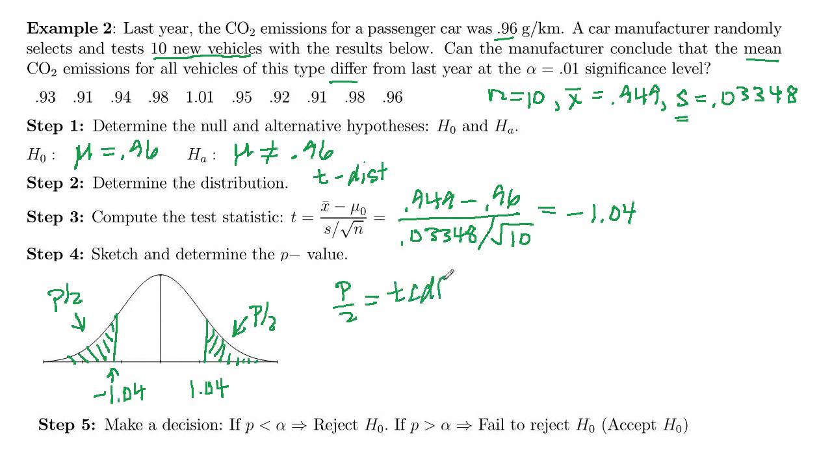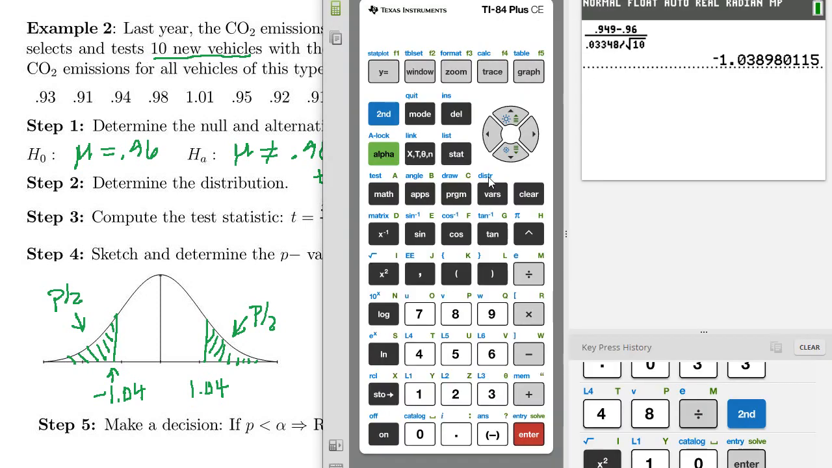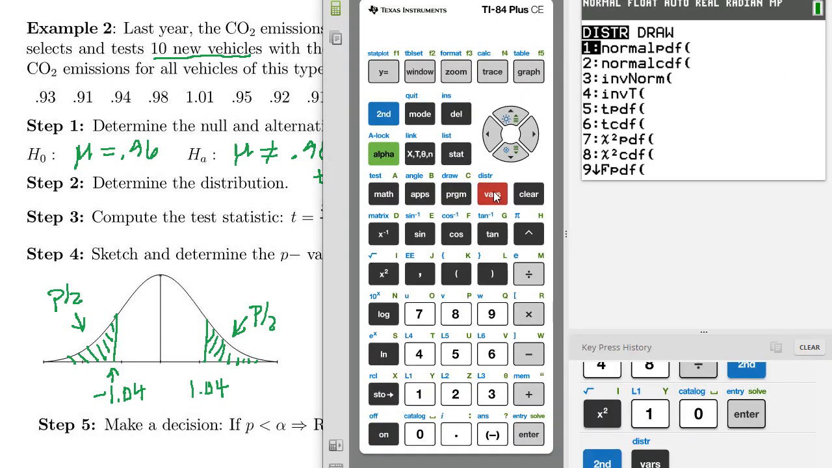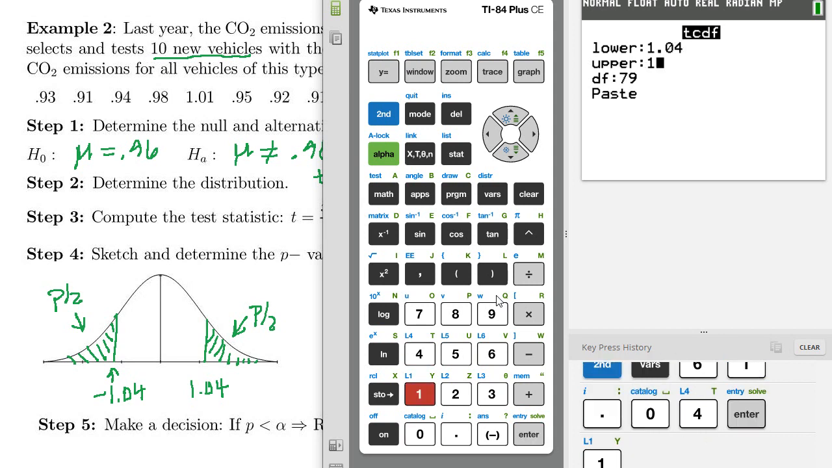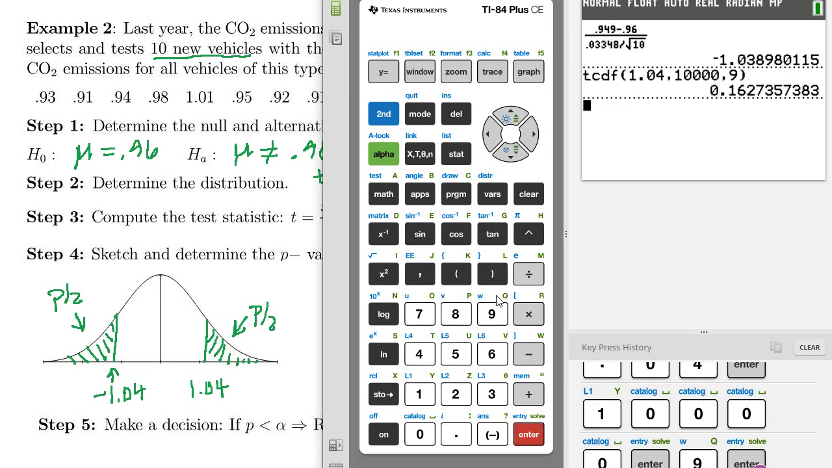So that'll be tcdf. The lower bound is 1.04. The upper bound all the way to the right, infinity, we use 10,000. And then our degrees of freedom, n is 10, 10 minus 1 is 9. So enter that into the calculator. Second variables, number 6. 1.04 to 10,000, degrees of freedom 9. 0.1627.